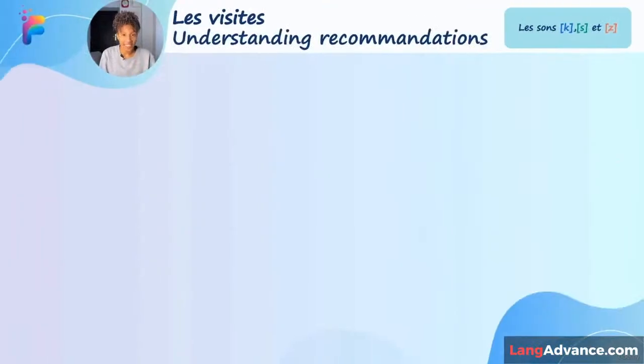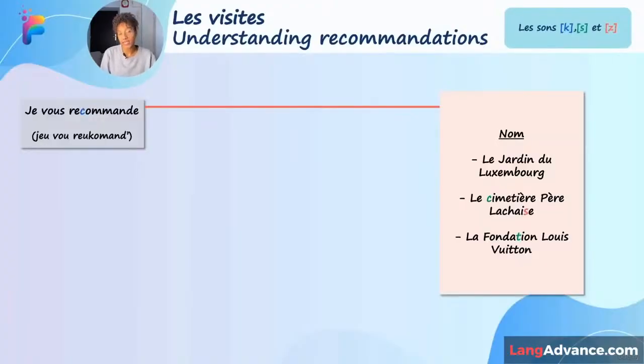Understanding recommendations. Now someone is actually telling you what you should or could go and visit. They would most likely start the sentence as follows. Je vous recommande, and then they'll give you the name of the place. Je vous recommande le jardin du Luxembourg. Je vous recommande le cimetière Père-Lachaise. Je vous recommande la fondation Louis Vuitton.